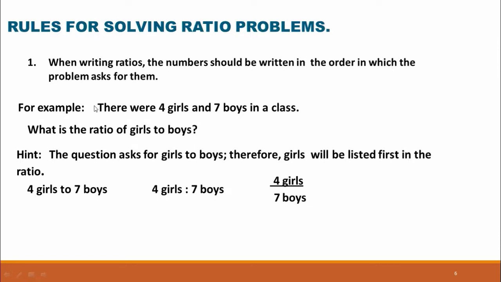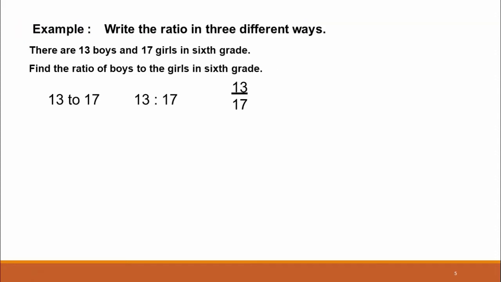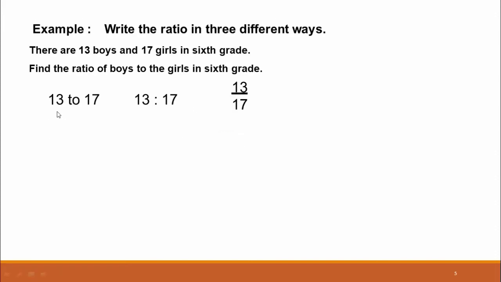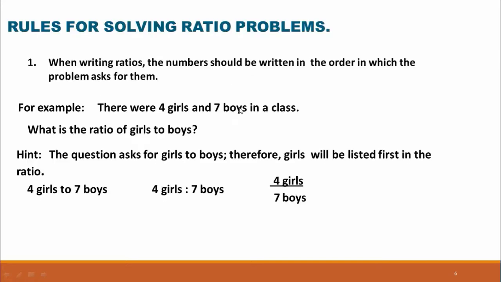Now, rules for solving ratio problems. As I have already told you, the first rule is to use any one of these ways to represent the ratio between the quantities: using the word "to", using the colon symbol, or using a fraction. But the other rule is that when we write ratios, the numbers should be written in the order in which the problem asks for them.